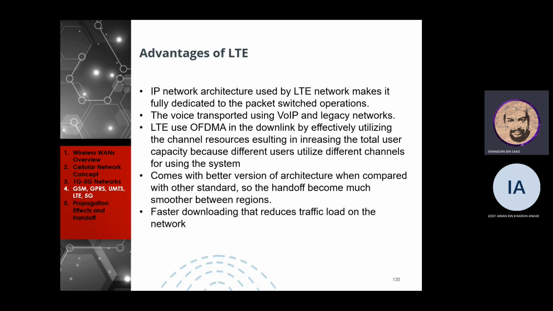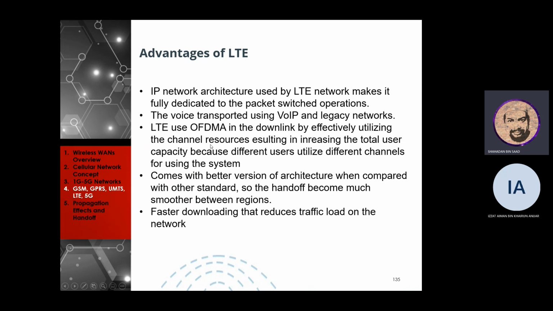Advantages. The IP network architecture used by LTE networks makes it fully dedicated to packet switched operation. So voice is transported using voice over IP and the legacy network. LTE uses OFDMA in the downlink by effectively utilizing the channel resources, resulting in increased total user capacity because different users utilize different channels for using the system.